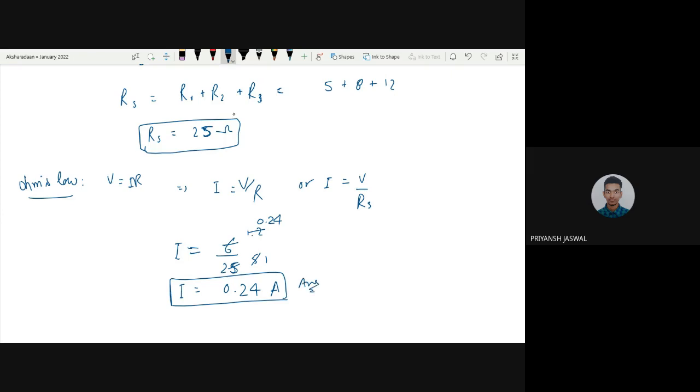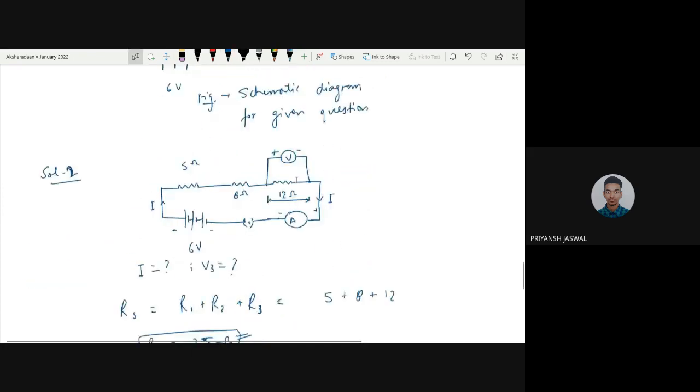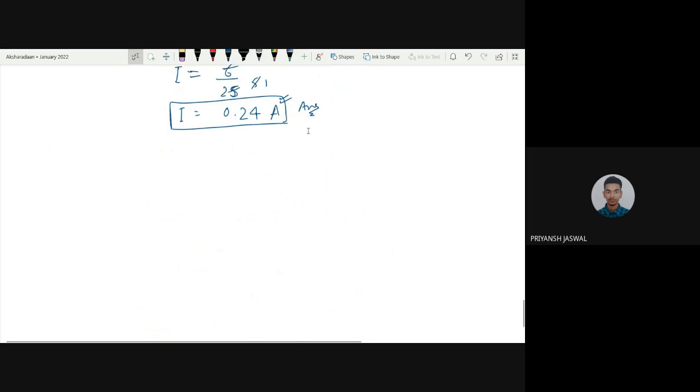So this is the current. Now they have asked us to calculate the potential across the 12 ohm resistor. Since this is series combination, I is fixed, V is divided among the components. So V3, say the third resistor is the 12 ohm resistor. V3 is the potential across R equal to 12 ohm. So V3 becomes I times R3, that is 0.24 into 12 ohm. So this becomes 2.88 volt.